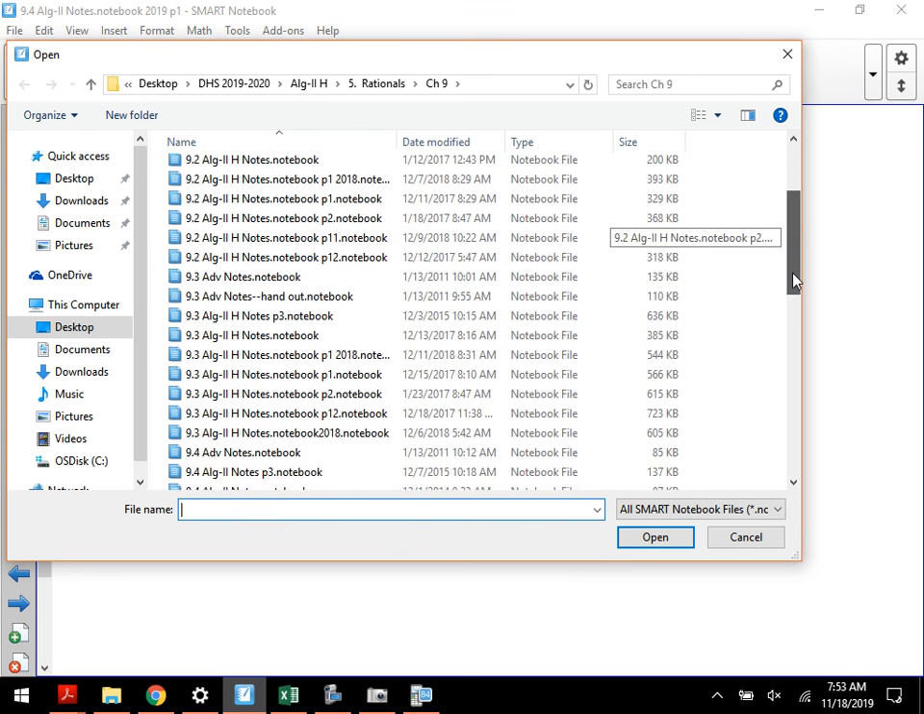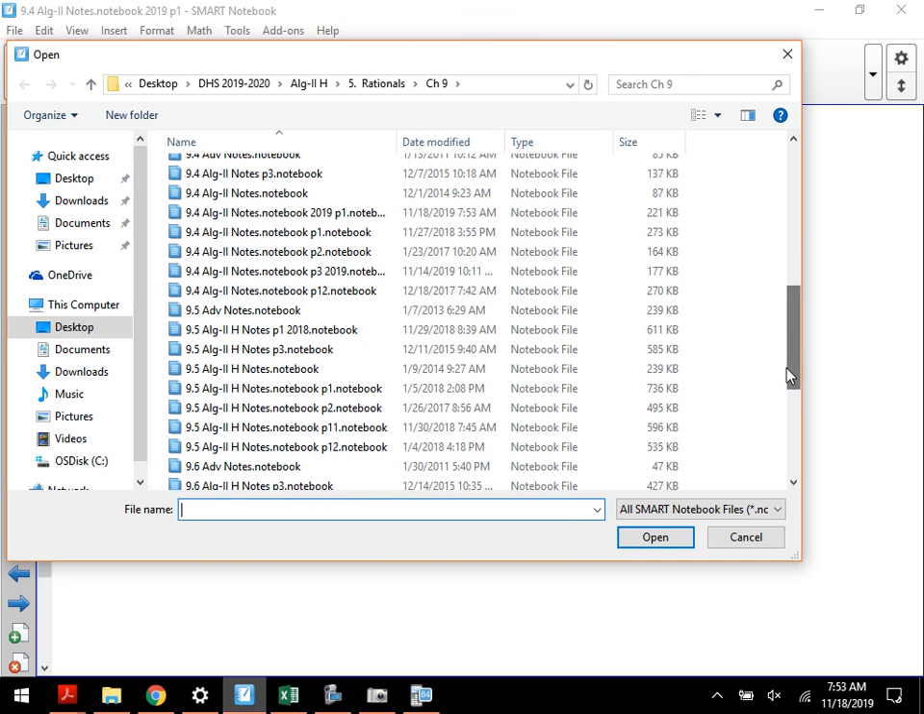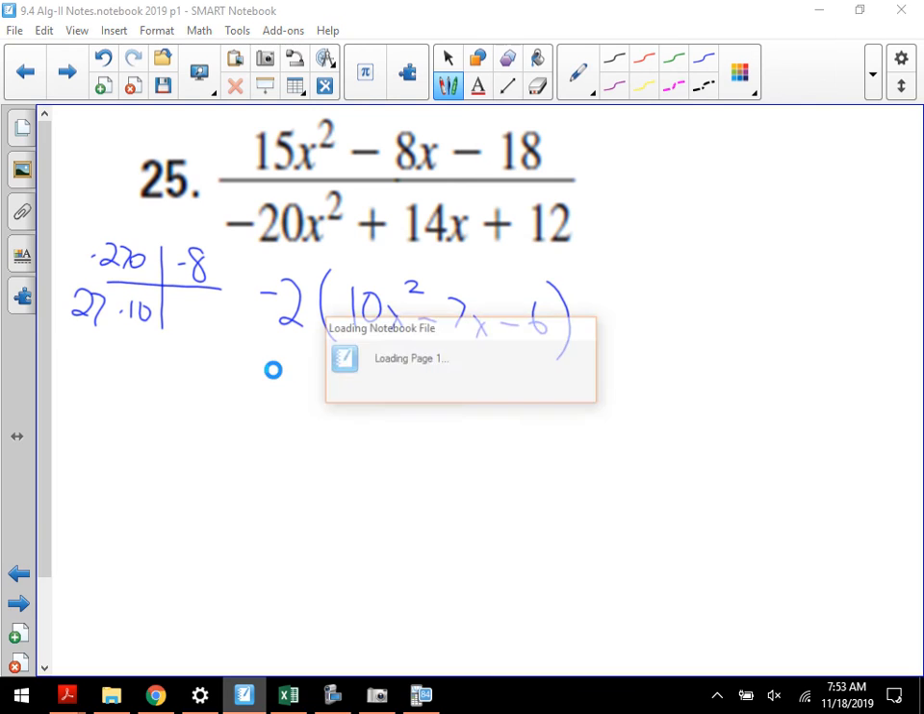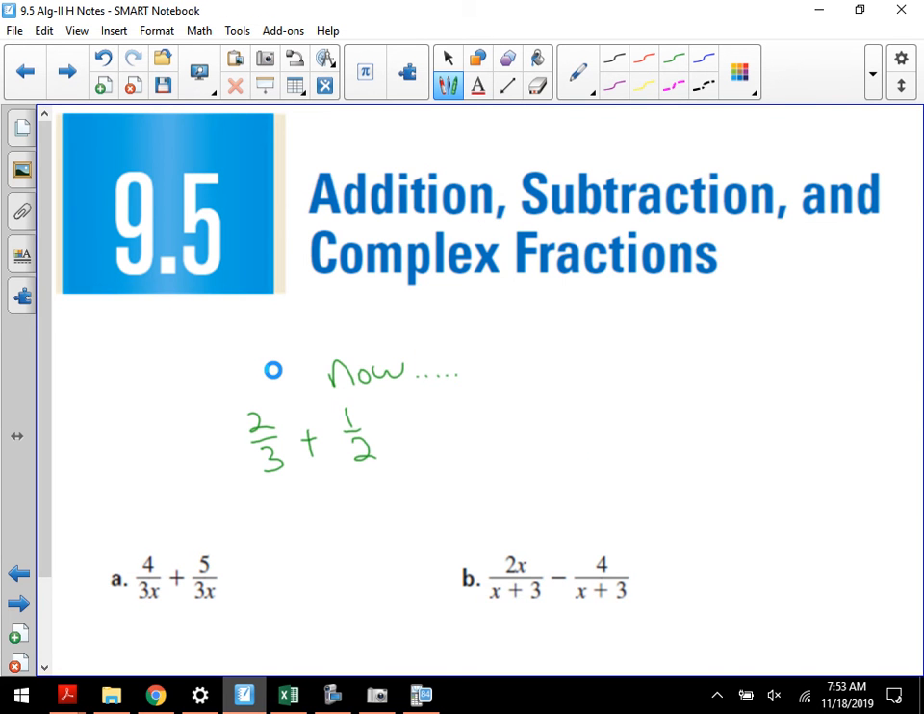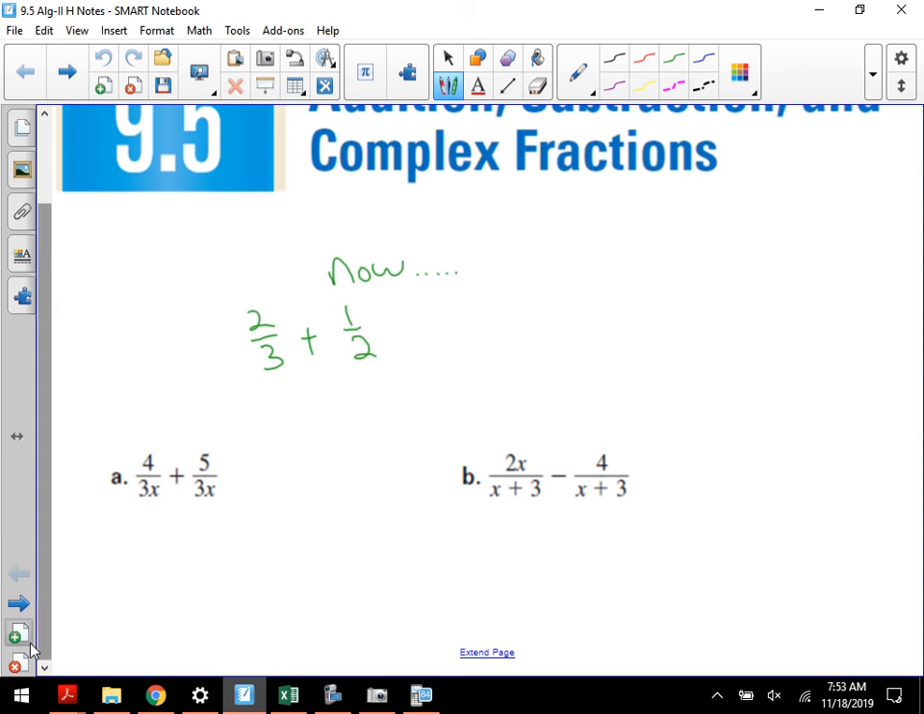Honestly, most of the stuff that you should have been doing should not have been all that difficult to get through. It is pretty straightforward stuff. The only thing that you're worried about now is that when you are adding and subtracting, you have to have common denominators. Okay. So in order to add or subtract anything, you have to have the same denominator.